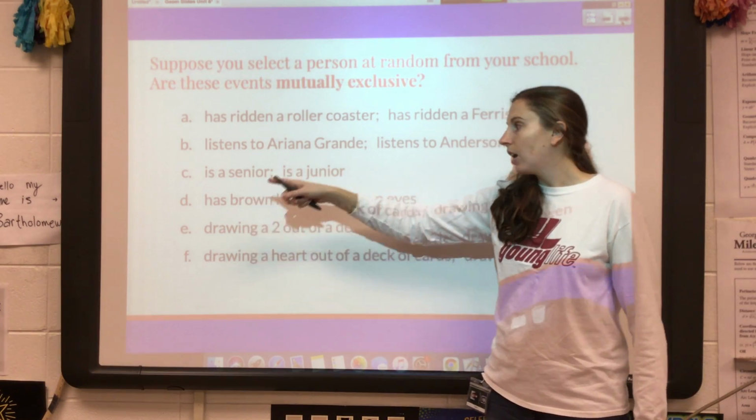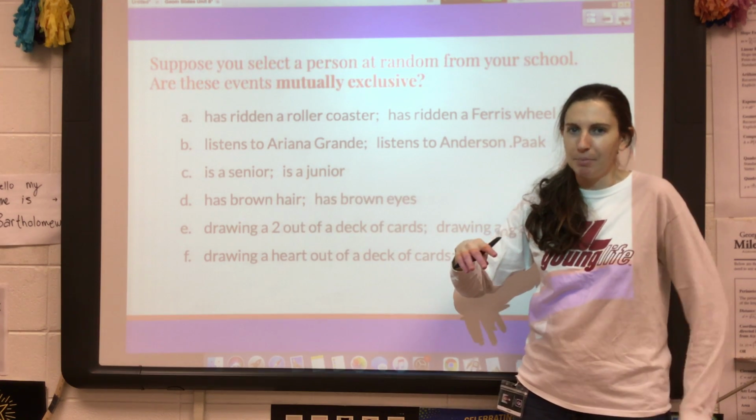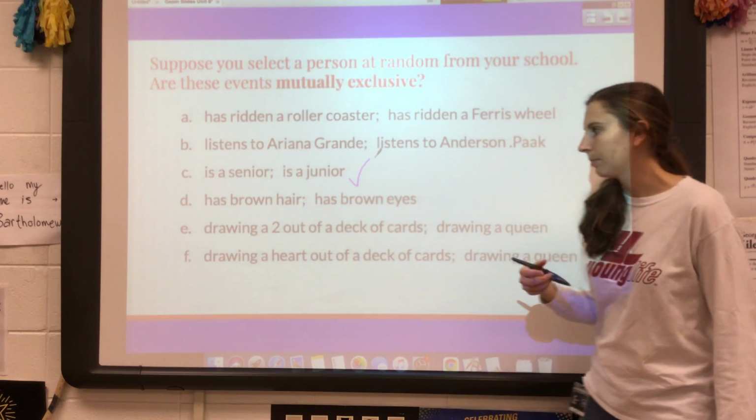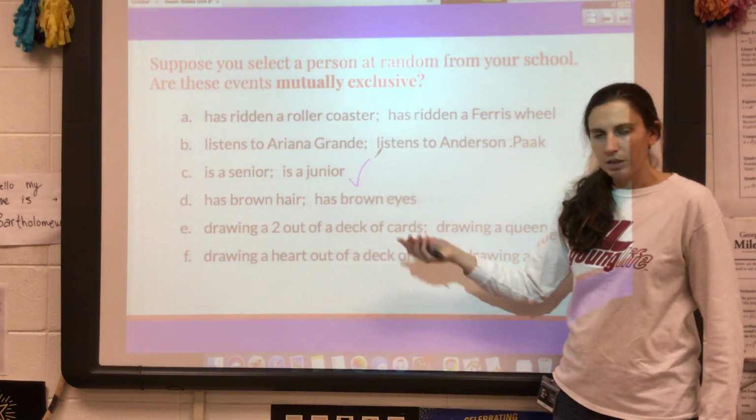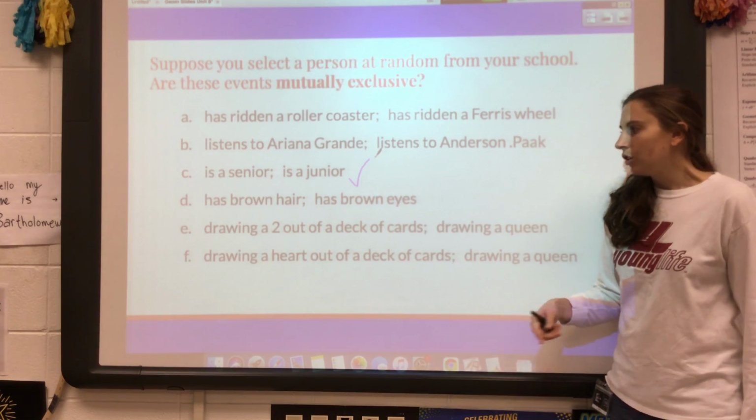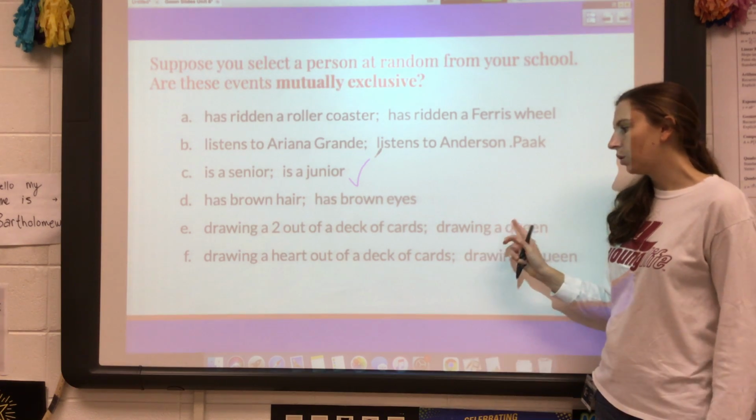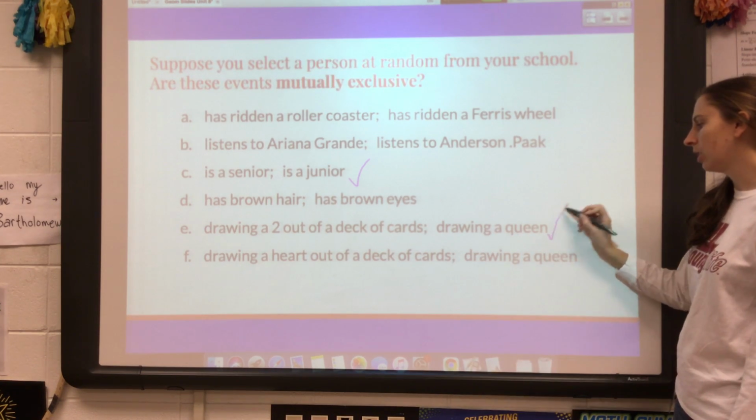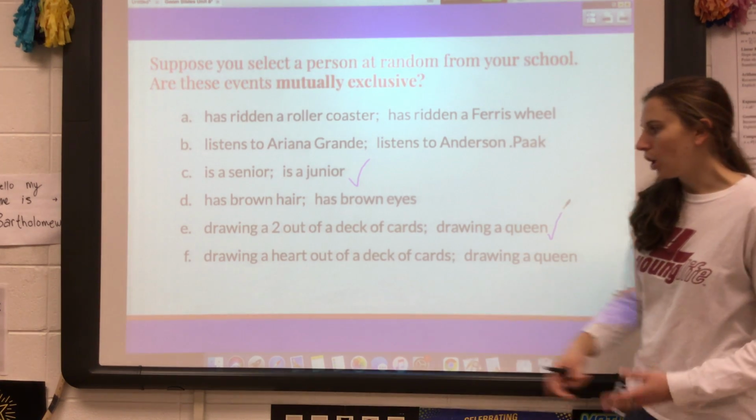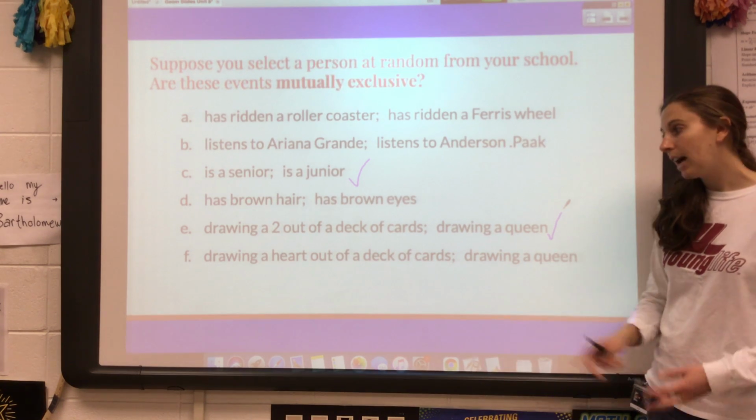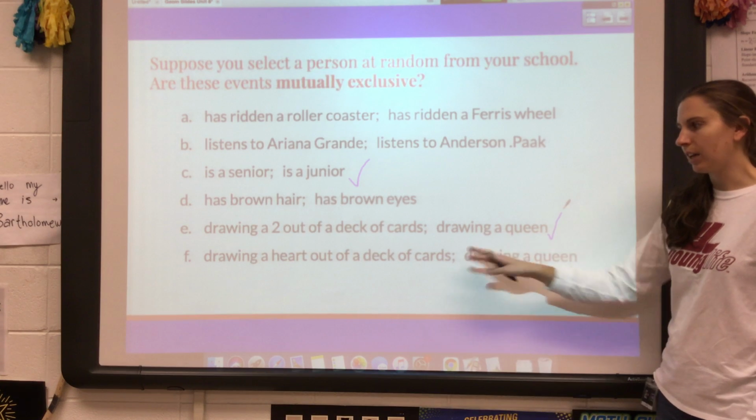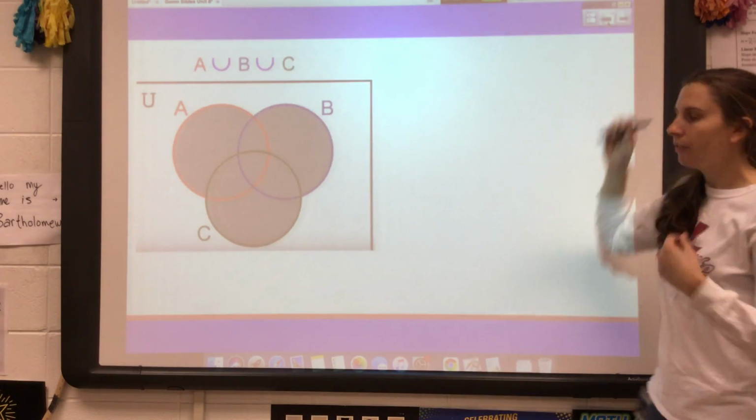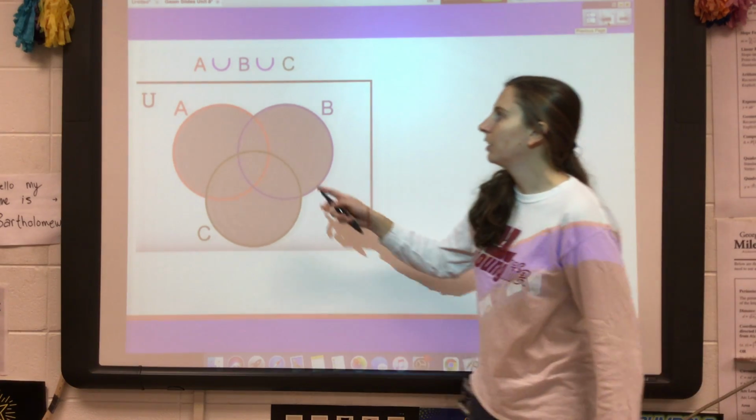That the person is a senior and also is a junior. Those cannot both be true. So this one is mutually exclusive. You can't have these two things happen at the same time. But they have brown hair and brown eyes. Those can both happen at the same time. Those are not mutually exclusive. Drawing a 2 out of a deck of cards and drawing a queen out of a deck of cards. You can't draw both a 2 and a queen at the same time. So these are also mutually exclusive. That you draw a heart out of a deck of cards and draw a queen. You could have a queen of hearts, and so these could happen at the same time, so they're not mutually exclusive.